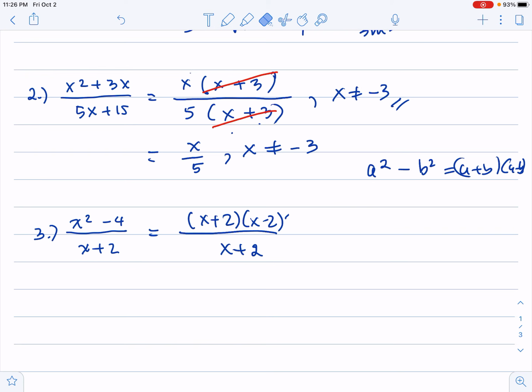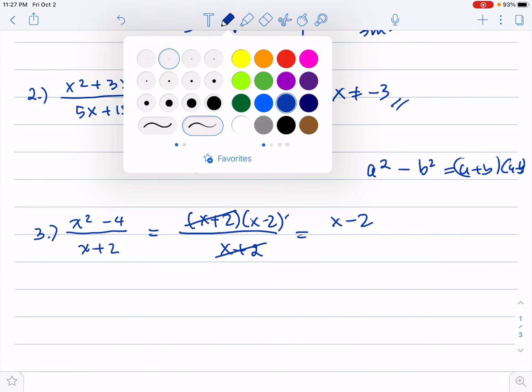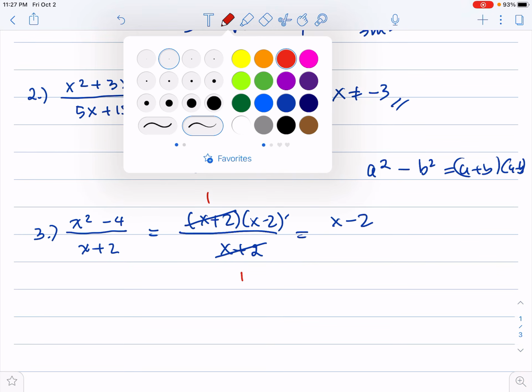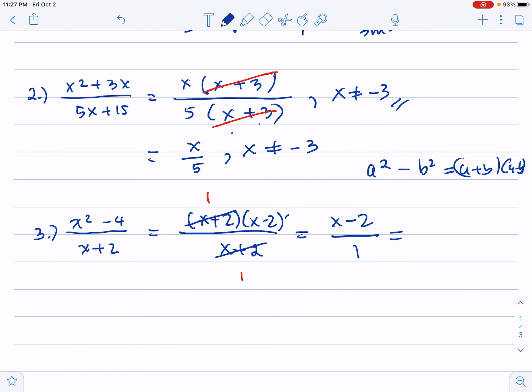And then, can also cancel x plus 2. And this becomes x minus 2. So magiging 1 ito. Magiging 1. So magiging x minus 2 over 1 or equal to x minus 2. Again, dapat meron kang this restriction na x is not equal to negative 2, no? Para hindi maging 0 yung denominator mo.